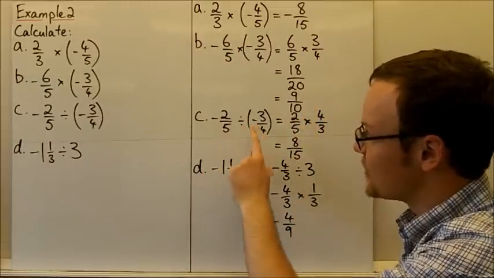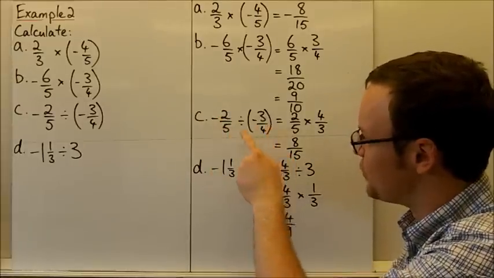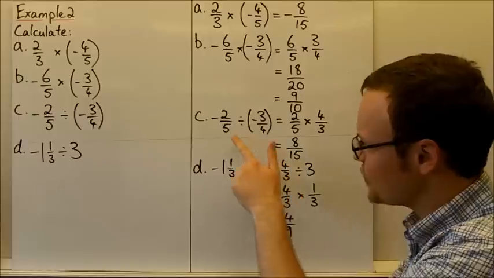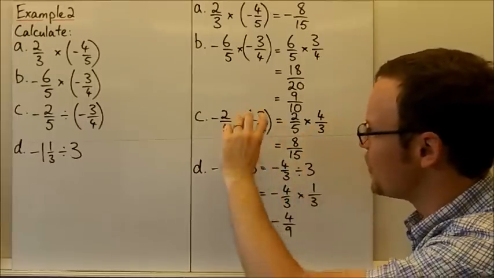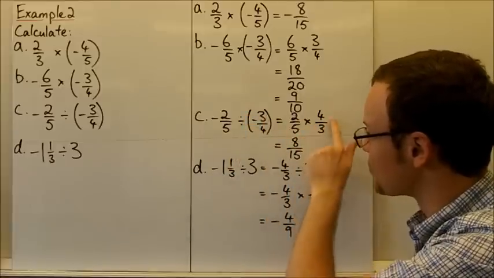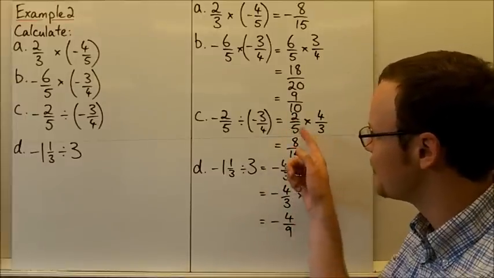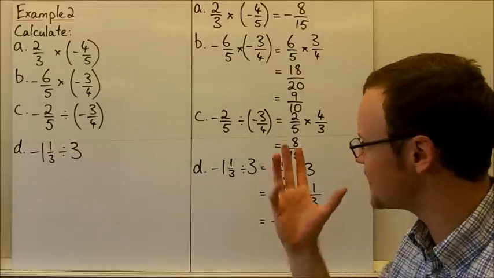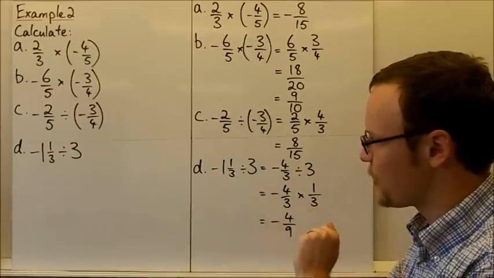Here we've got the signs are the same, so it'll be positive. This is going to be the same as 2/5 divided by 3/4. 2/5 divided by 3/4 is the same as 2/5 times 4/3. We found the reciprocal of 3/4, and that's 4/3. So 2 times 4 is 8, 5 times 3 is 15. 8/15. Now here we've got negative 1 1/3 divided by 3.